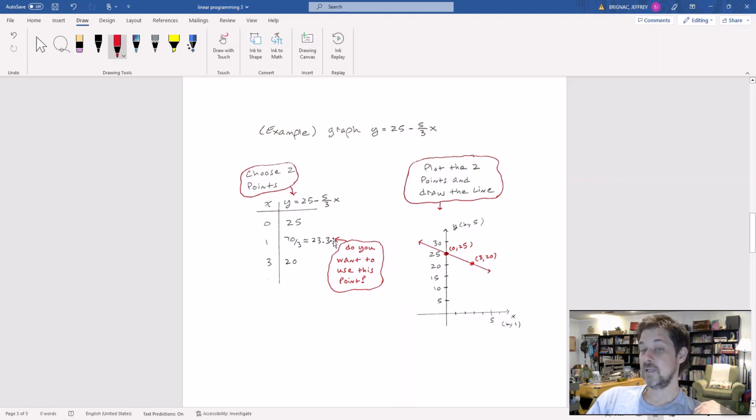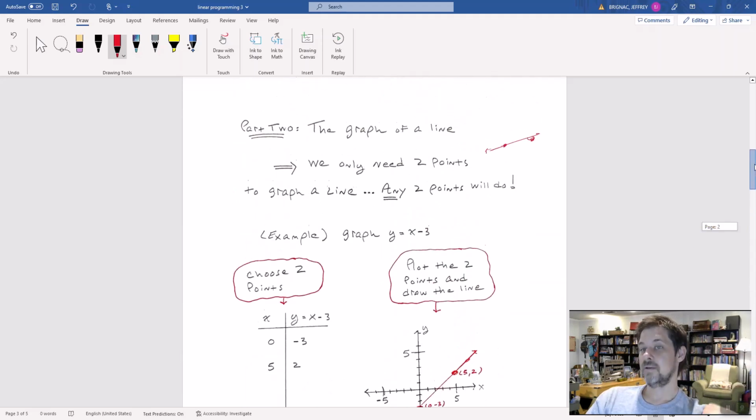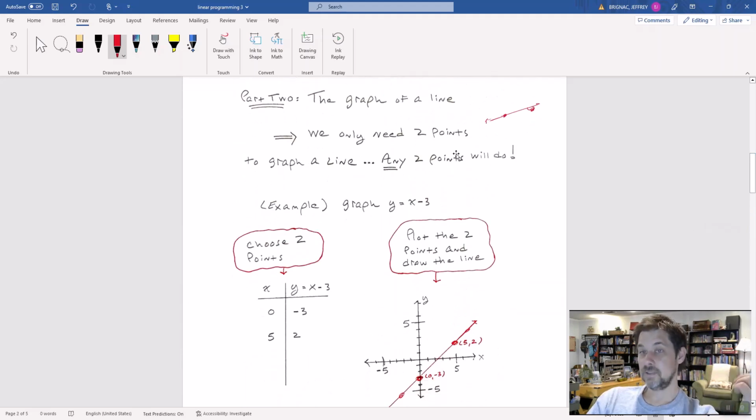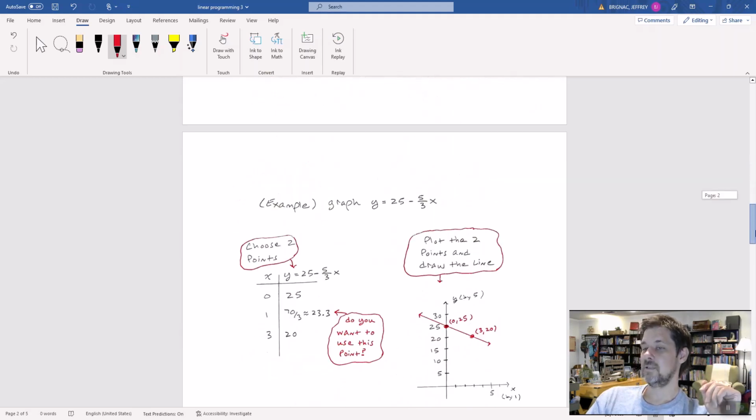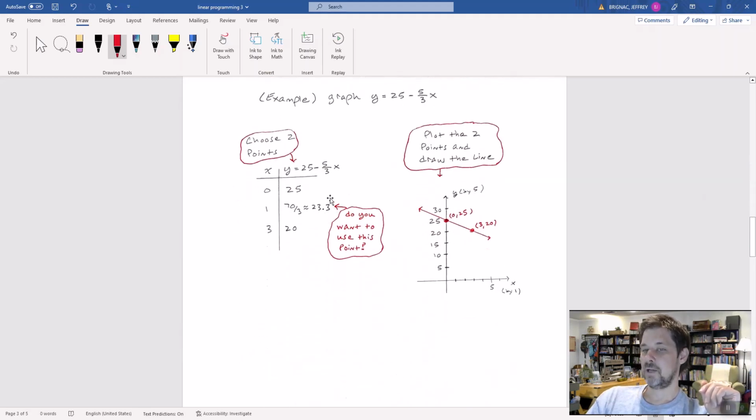You could use 23.3 if you want to. It's up to you. Remember, it doesn't really matter. Try not to overthink this too much. You need 2 points to draw a line. Any 2 points will do. It's just a matter of you plotting this point where it goes on your grid, okay?